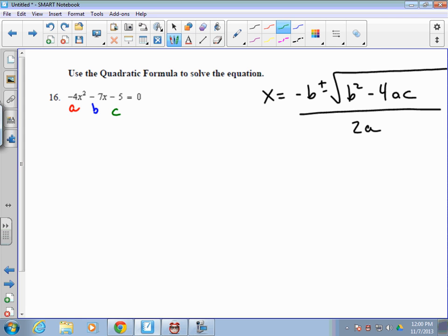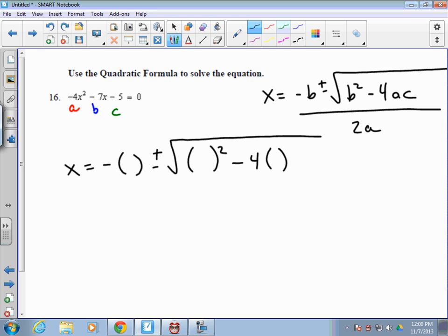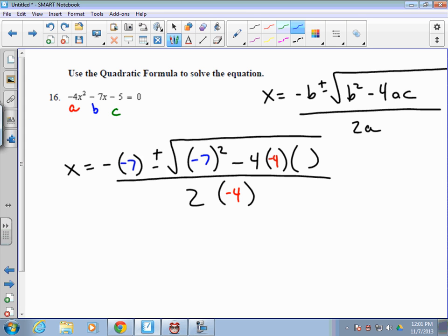So when you plug in all of those values, x equals negative b plus or minus, because it's talking about a square root, b squared minus 4 times a times c, and all of that's going to be over 2 times a. And all we have to do is plug our values in. Everywhere we have a, it's going to be negative 4. Everywhere we have b, we're going to plug in negative 7. And everywhere we have c, it is negative 5. So then we just have to simplify it.